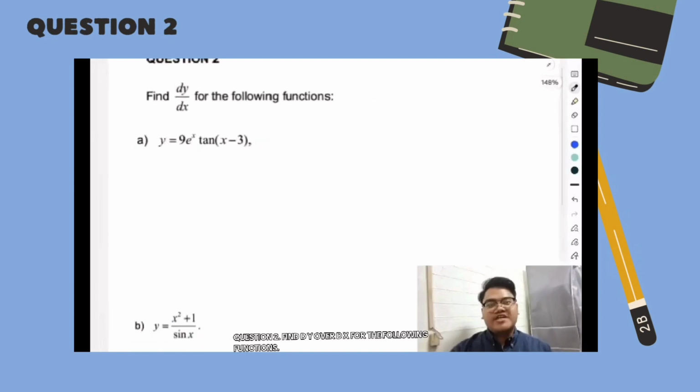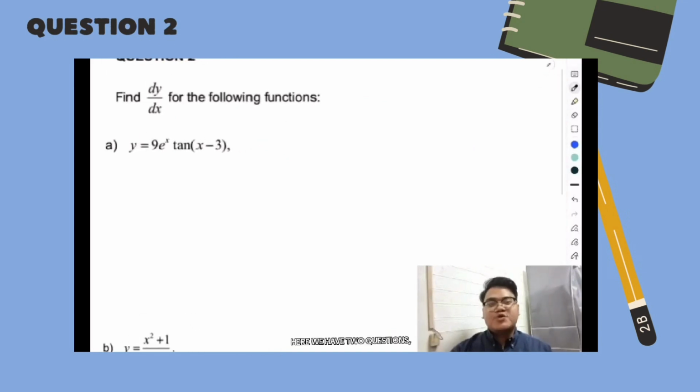2025507811. Question 2. Find dy over dx for the following functions. Here we have two questions, question A and B. Question A, y equals 9e to the power of x tangent x minus 3. If we see this question, we need to use the theorem of product rule, which is dy over dx equals uv prime plus vu prime.